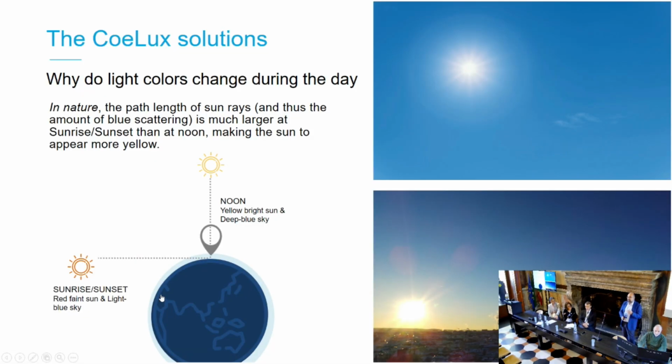Actually, in the atmosphere there is an issue: the atmosphere is curved. So the light at noon travels 10 or 20 kilometers, and in the evening maybe 500. That difference makes a lot of scattering in the early morning and evening and much less at noontime. So how can we reproduce the same effect artificially?